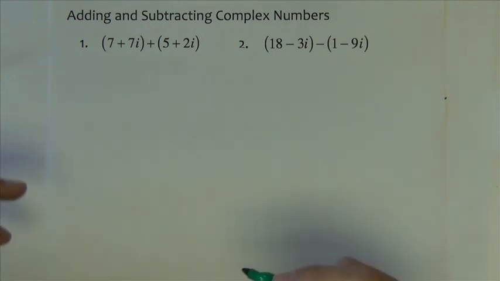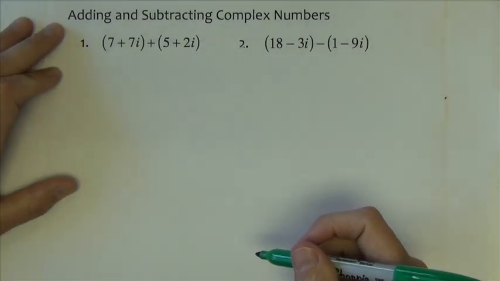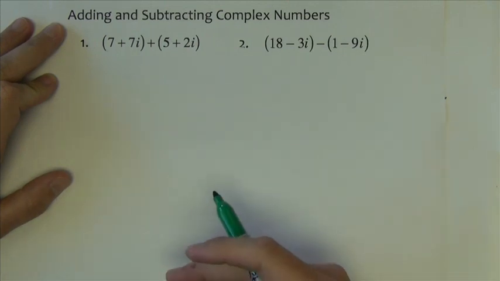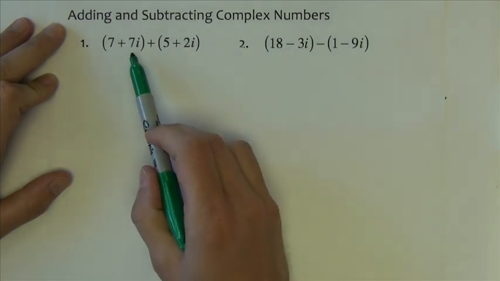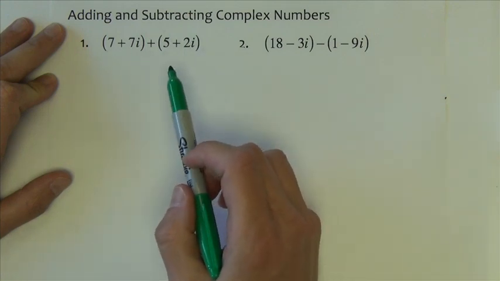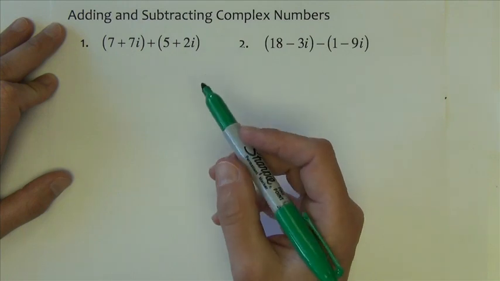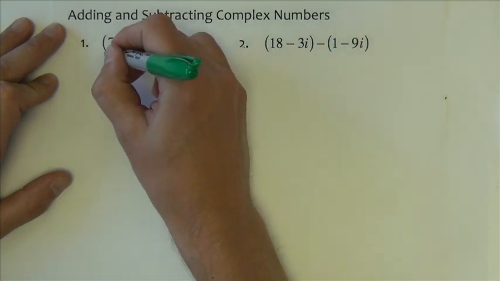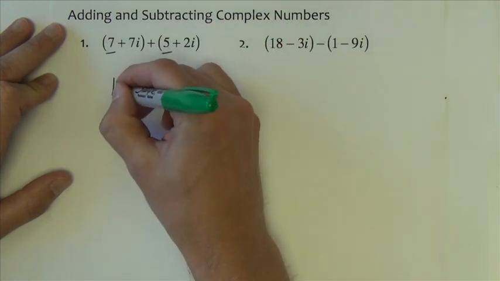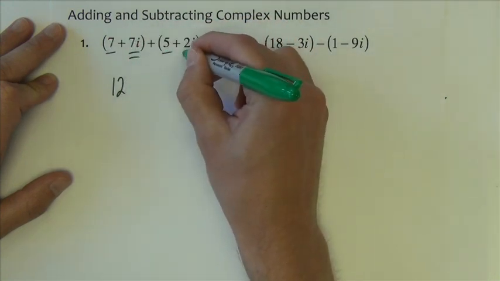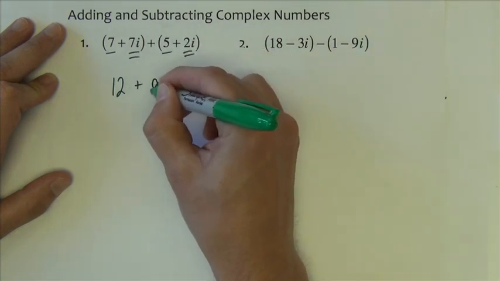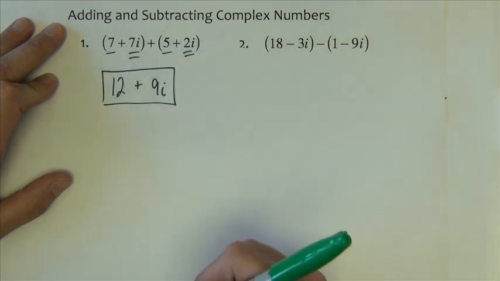To begin, we'll look at adding and subtracting complex numbers. When adding and subtracting complex numbers, it's just as simple as adding and subtracting like terms. The complex number i, or the letter i, can be treated like any other variable. You can treat it like x's if you prefer. When I add these complex numbers, I add the real parts: 7 plus 5 is 12. I add the imaginary parts: 7i plus 2i is 9i, and that's done.